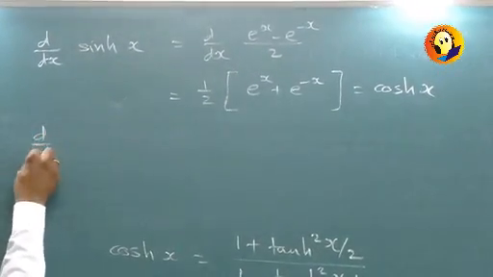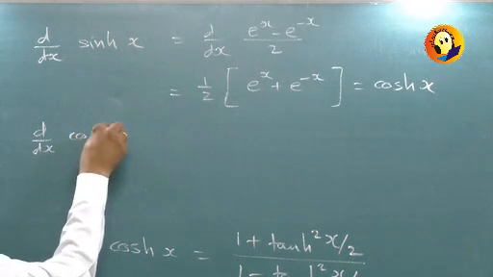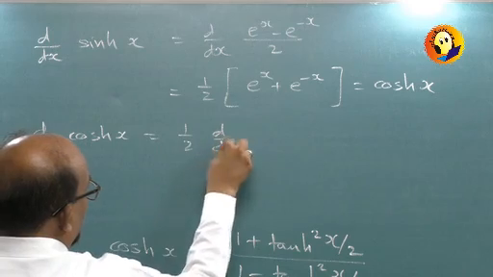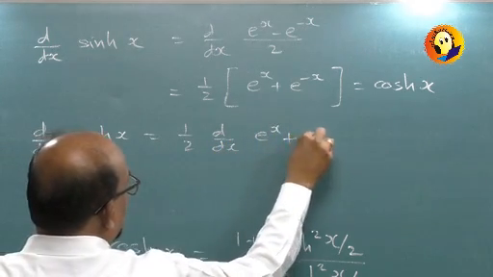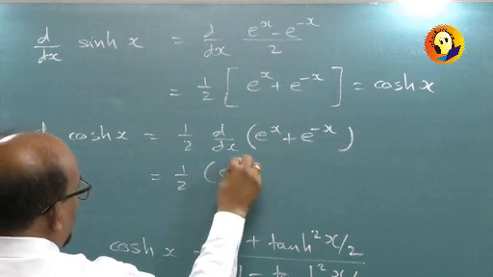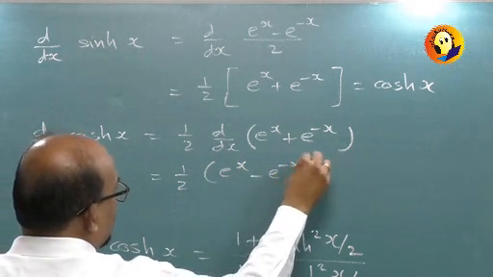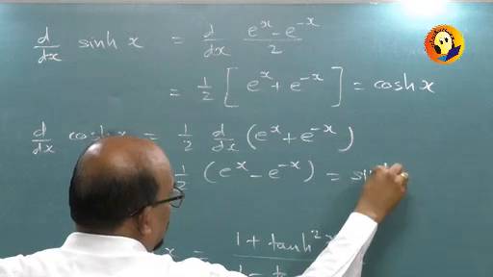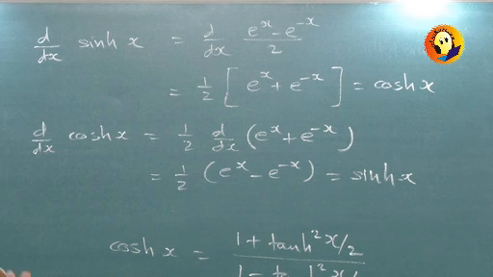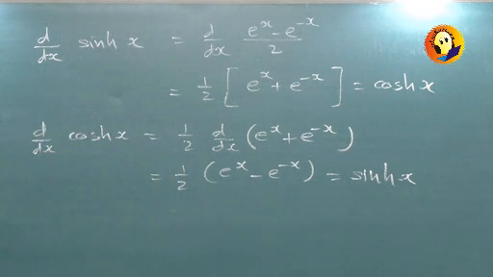Now d by dx of cos x, it will be half d by dx of e raised to x plus e raised to minus x, which is half into bracket e raised to x minus e raised to minus x, which is sin x. So differentiation of sin x is cos x, differentiation of cos x is sin x. Over there differentiation of cos is minus sin.